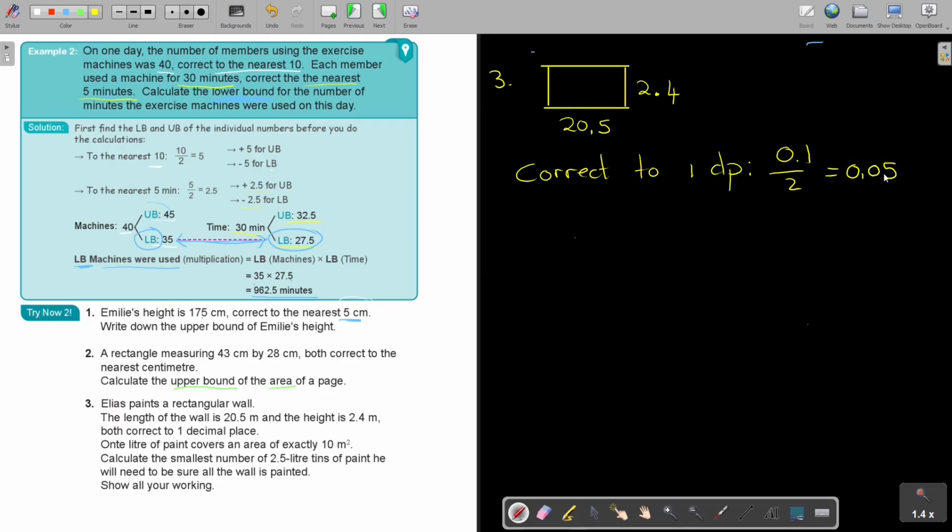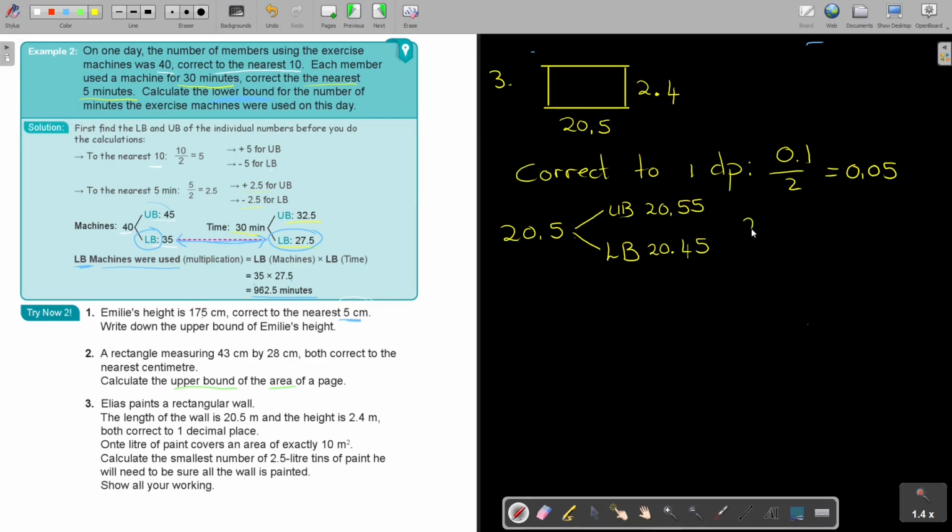Now, and why I put this, because this is a bit on another level now. But let's first do this before we tackle the practical part. So for the upper bound, and we're just going to find the lower bound too. So the upper bound for this one is going to be 20.55. The lower bound is 20.45.